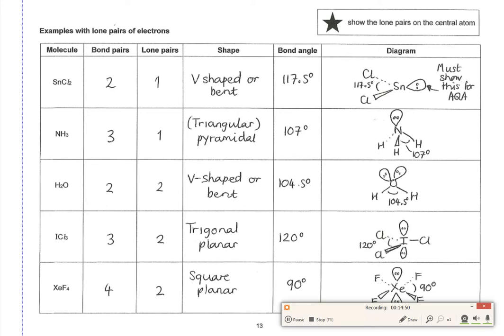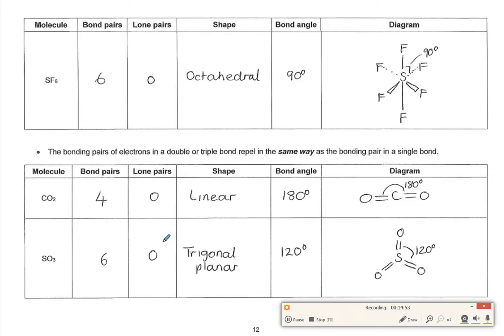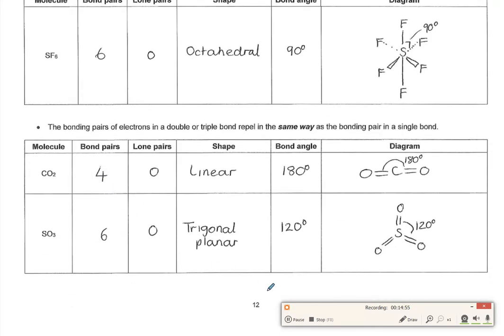The other bit I wanted to talk about is just a couple of examples of double bonds. So these rarely come up on AQA, but you basically treat a double bond or even a triple bond in the same way as you do a single bond. But rather than bonding pairs, because obviously there's more than 2 electrons in there, we just call them bond areas, okay? So here we have a nice kind of like linear shape because we've got 2 double bonds. They repel each other as much as they can and create the linear shape like before.